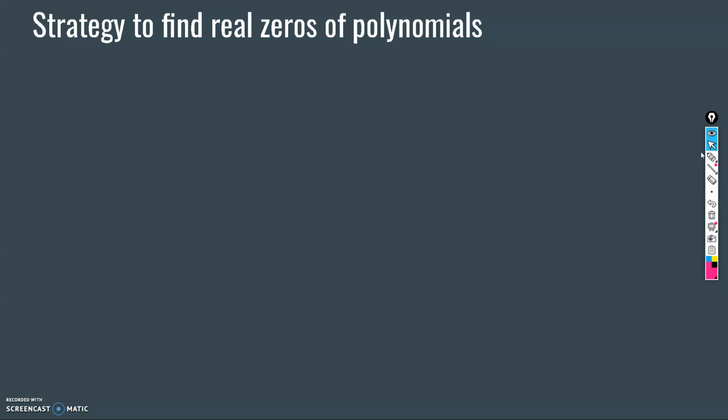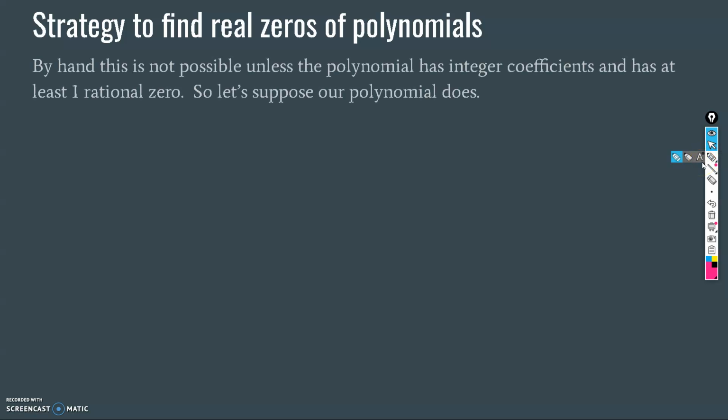Why do we need the rational root theorem? Well, this is why. Because this is the strategy to find all real zeros of a polynomial. And as a note, by hand, it's actually not possible unless the polynomial has integer coefficients and has at least one rational zero. So let's just suppose that this is the case.